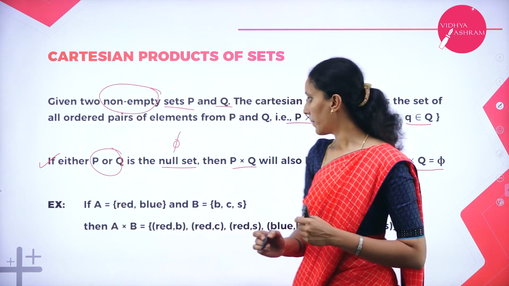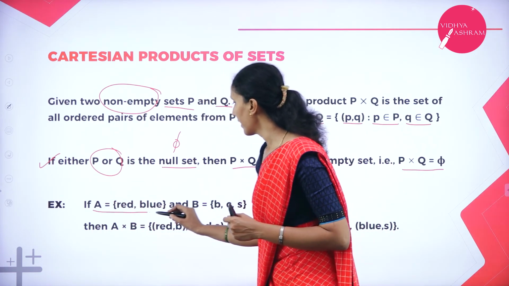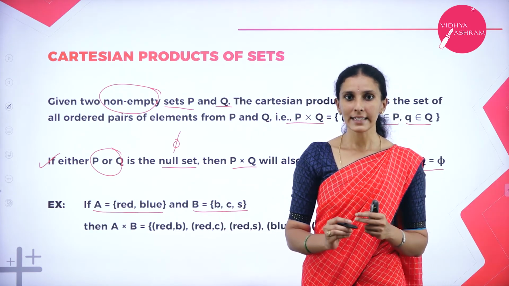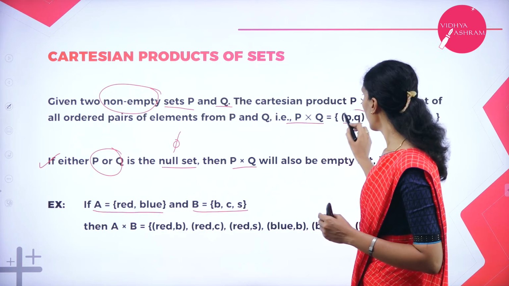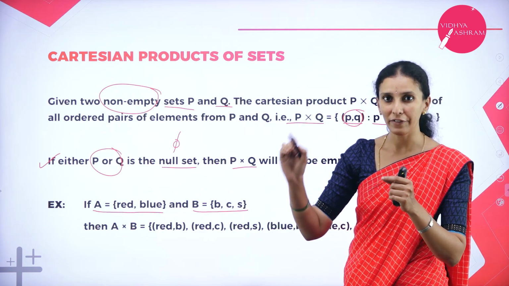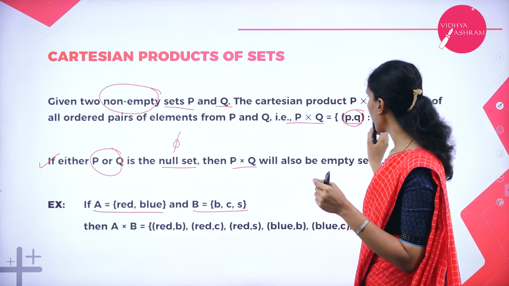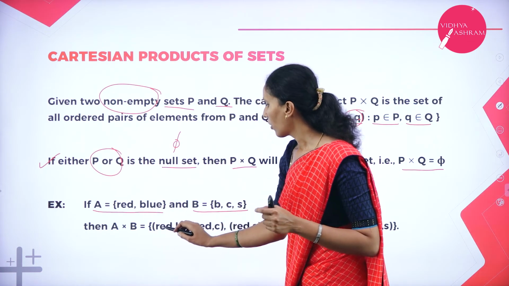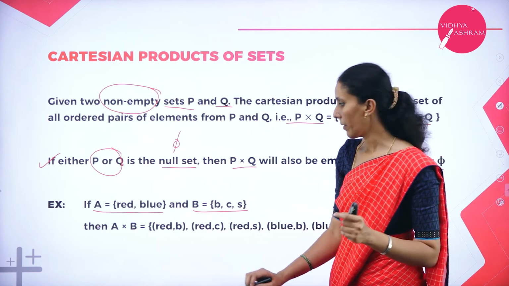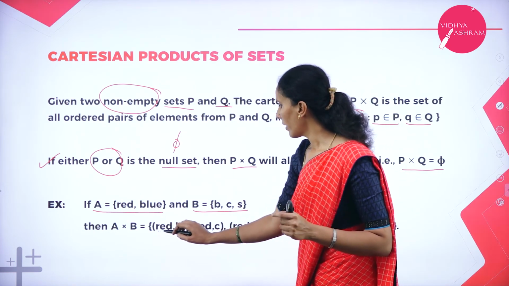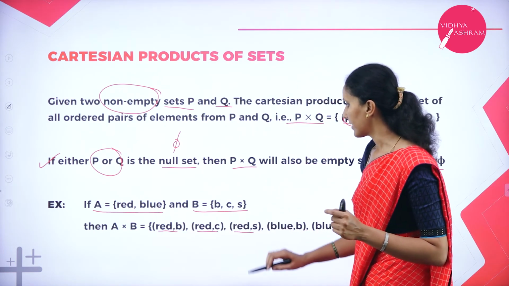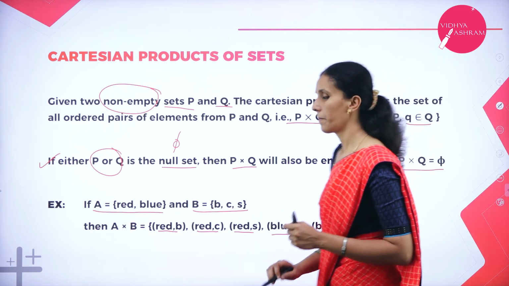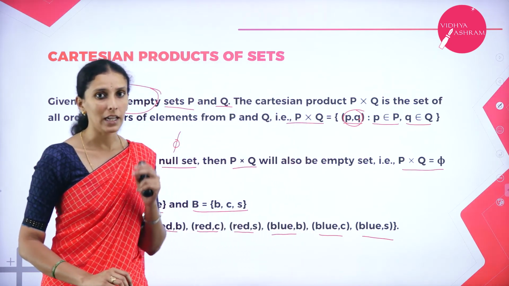Here I have taken an example. If set A is red and blue, and set B contains the elements B, C, S. As I said, P cross Q means write it in ordered pairs so that the first element is in the first set and the second element in the ordered pair is in the second set. So if I pair this, red comma B, written as an ordered pair with brackets, and red C, so red B, red C, red S. Then come to the second pair: blue B, blue C, blue S. So this is how we pair the elements in any two sets.